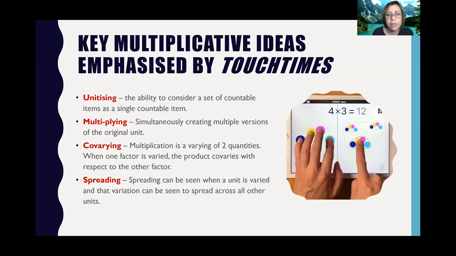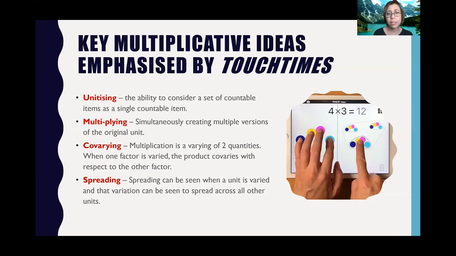Here is a summary of the key multiplicative ideas that are emphasized by touch times. The first is unitizing, which is the ability to consider a set of countable items as a single countable item. And this occurs when one hand makes a set of pips. Multiplying, which is simultaneously creating multiple versions of the original unit, happens when the other hand makes a set of pods, either all at once or each time additional pods are iterated.